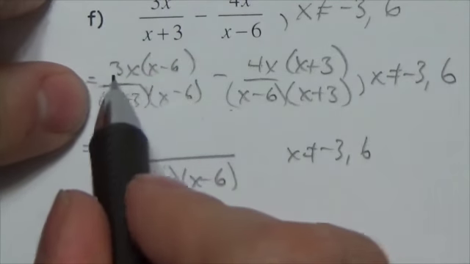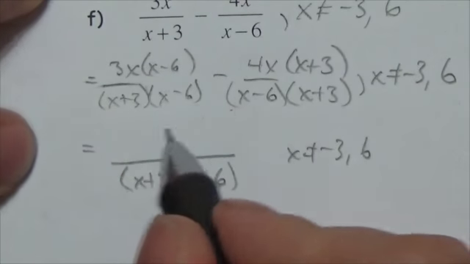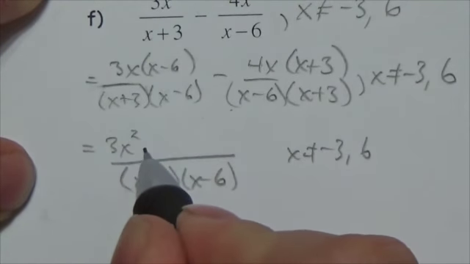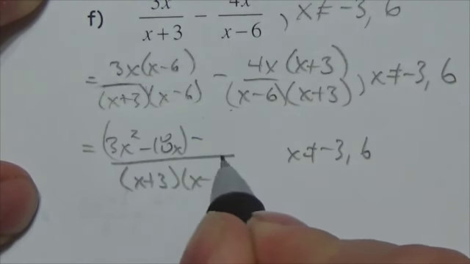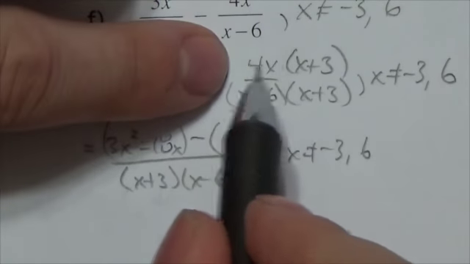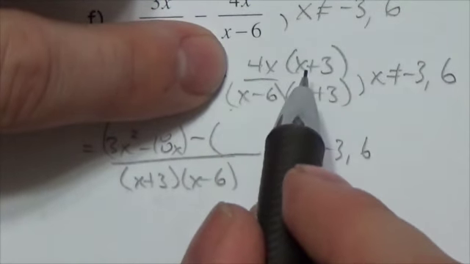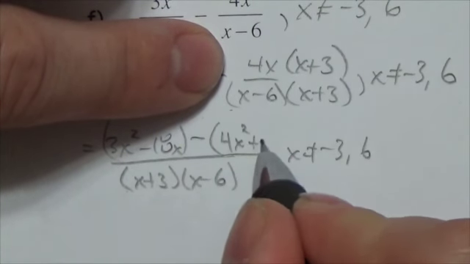And now we'll just multiply this out. This is going to become 3x times x, 3x times negative 6. So 3x squared minus 18x. Now, I'm going to put that in brackets, minus, because I'll deal with the subtraction last here. I'm going to multiply this out first. That'll be 4x times x, 4x times 3. So that'll be 4x squared plus 12x.